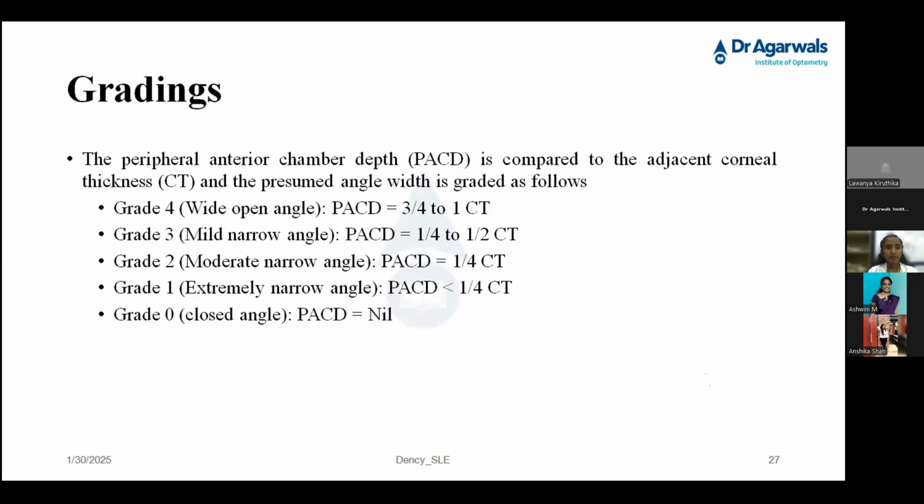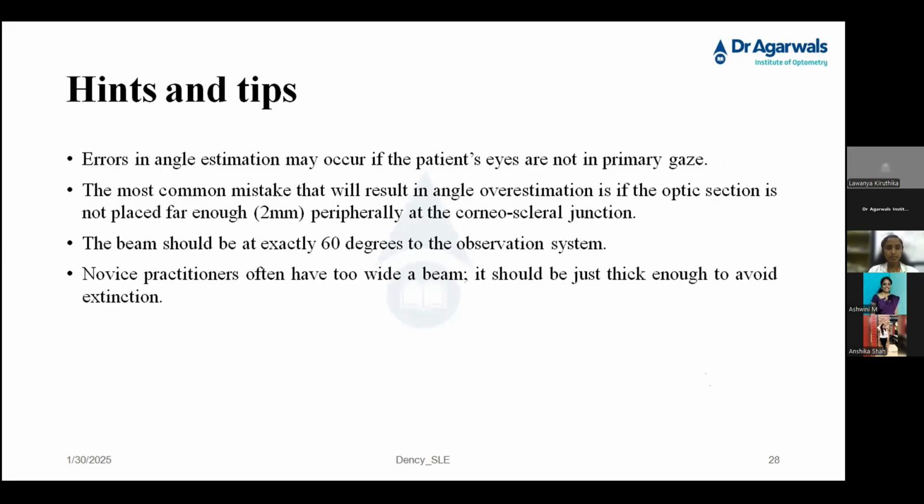Gradings. The peripheral anterior chamber depth is compared to the adjacent corneal thickness and the angle width is graded. Four gradings are there. Grade 4, wide open angle. Grade 3, mild narrow angle. Grade 2, moderate narrow angle. Grade 1, extremely narrow angle. Grade 0, closed angle. Hints and tips: errors in angle estimation may occur if the patient's eyes are not in primary gaze.